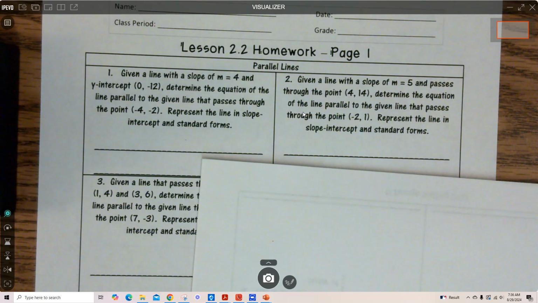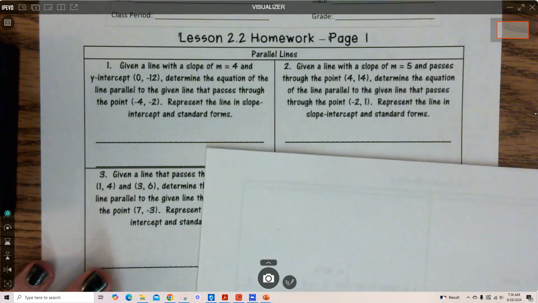This video is for the lesson 2.2 homework. You will be completing this assignment on Edpuzzle, and so the video will stop and have you insert answers at certain points. Okay, so let's get started.